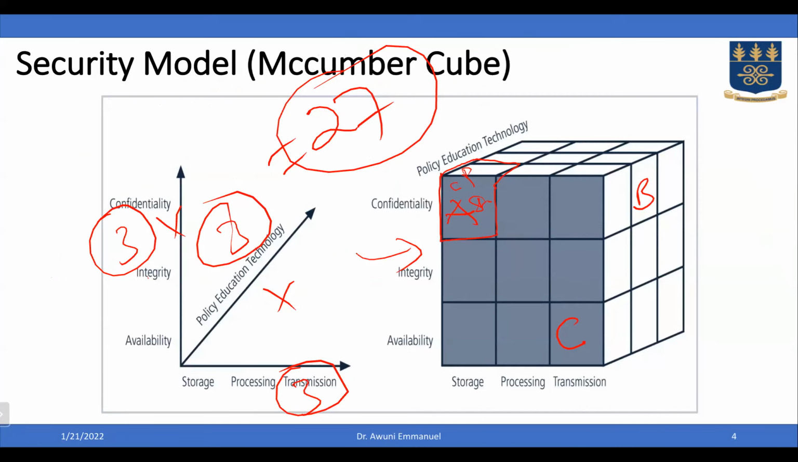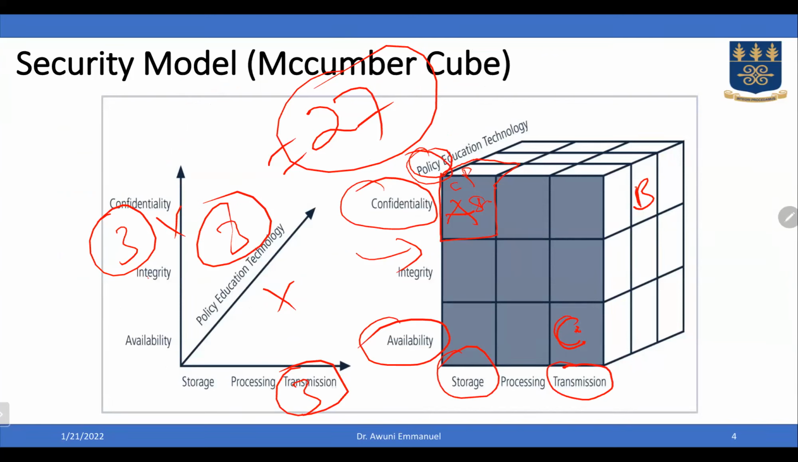Now, with this cube, we are talking about protection of confidentiality of information assets in storage through a policy. If I take this cube C, for instance, we are talking about protection of availability of information assets in transmission through technology, or via policy, or developing policies to help.